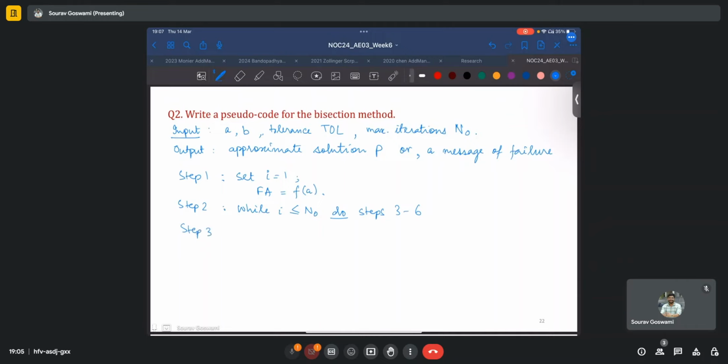Step 3 is to find the midpoint, which is p equals (a plus b) by 2, and also find the value of the function at p. So fp is equal to f at p.